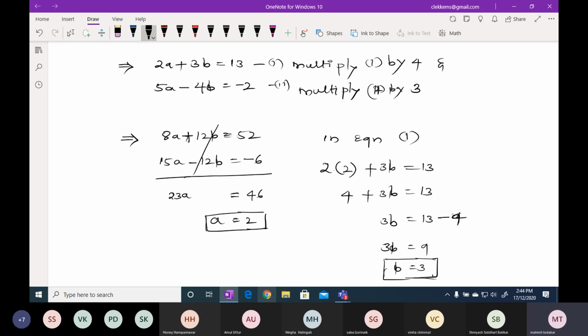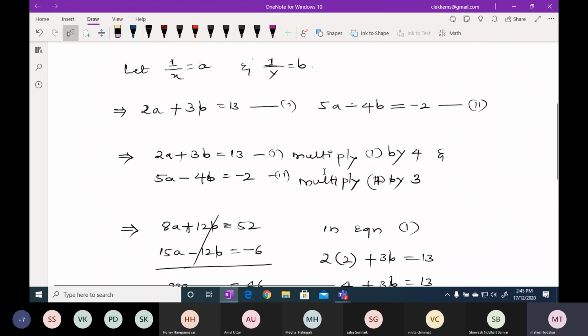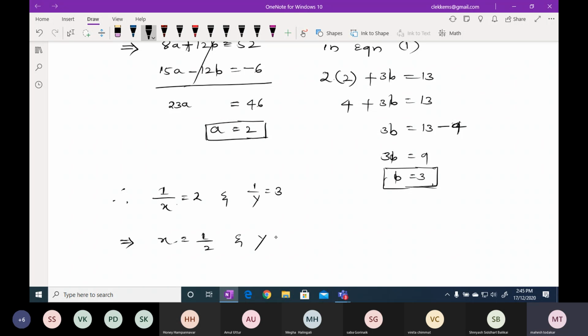For the next step, above we considered 1/x is equal to a. Therefore 1/x is equal to a, which means 2. And 1/y we took as b, and the value of b is 3. Now this implies x is equal to 1/2 and y is equal to 1/3.